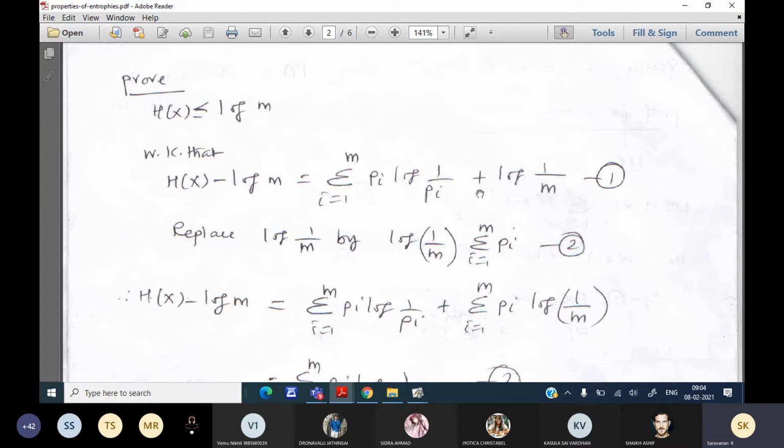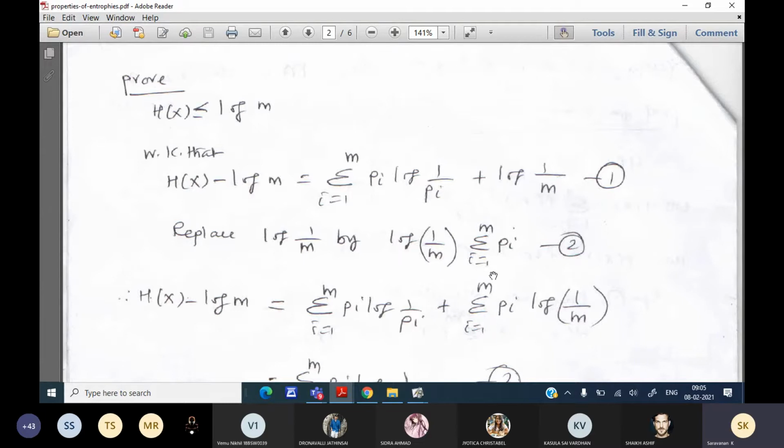So I am writing that. After writing this, I am going to add one more term. We know the sum of all the discrete probabilities associated with the events is always 1. So by inserting this term, anyway this value is going to be 1, right? Summation of i from 1 to m of pi is nothing but 1. We are going to insert this in the log 1 by m term. So the first part has summation of i from 1 to m of pi log 1 by pi, and the second term is log 1 by m, where I am inserting this summation of pi, i from 1 to m.